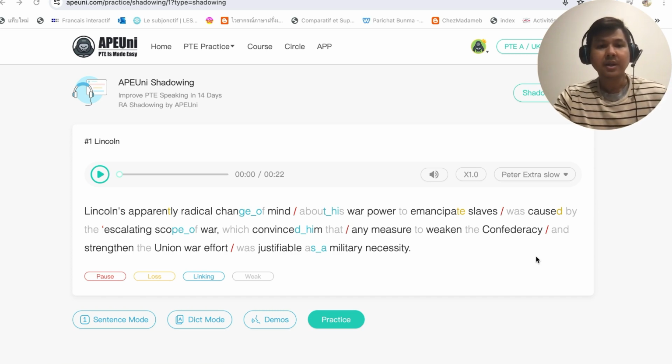Lincoln's apparently radical change of mind about his war power to emancipate slaves was caused by the escalating scope of war, which convinced him that any measure to weaken the Confederacy, strengthen the Union war effort, was justifiable as a military necessity.